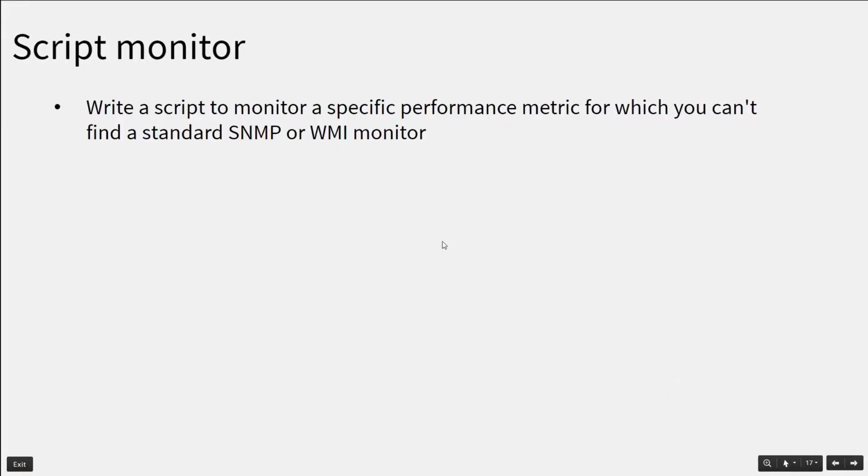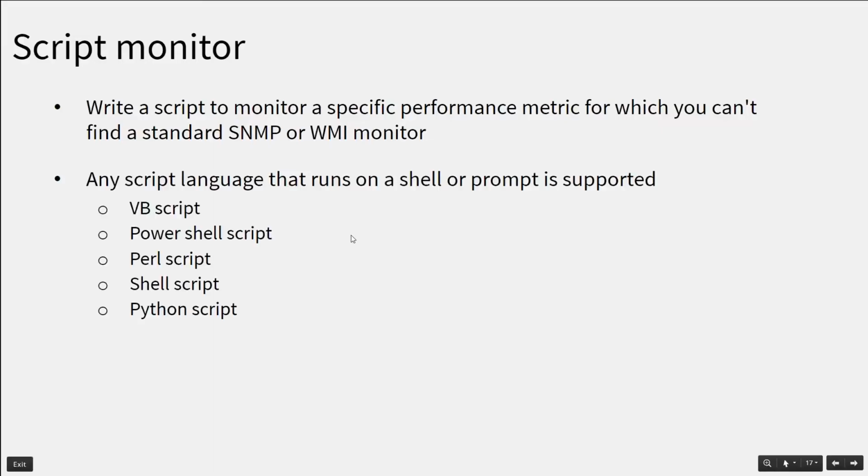Next is an interesting one called script monitoring, where you can write a script monitor for any performance monitor that seems to be not available as a standard SNMP or WMI monitor. If you have a script written in any language, like VB script, PowerShell, Perl, shell, or Python script, which means any script that can be run on a shell or a prompt, it is supported in OpManager.